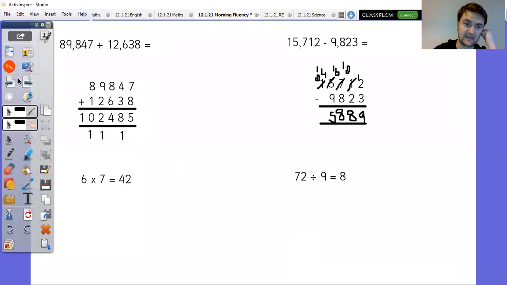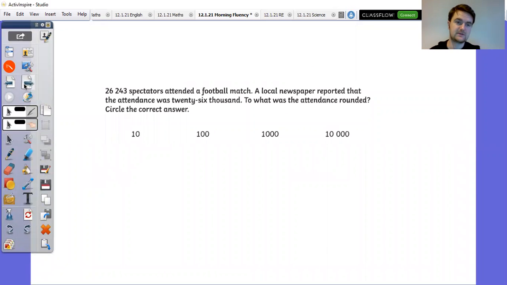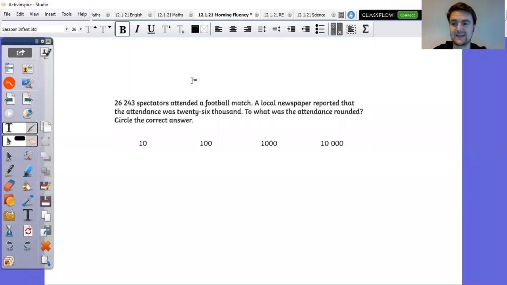Now let's have a look at our challenge question. 26,243 spectators attended a football match. A local newspaper reported that the attendance was 26,000. To what was the attendance rounded? Circle the correct answer. Now the first thing I'm going to do is write 26,000 as digits, because sometimes when we see it as a word, we can get a little bit muddled. And especially when rounding, it's useful to see where all the zeros are.